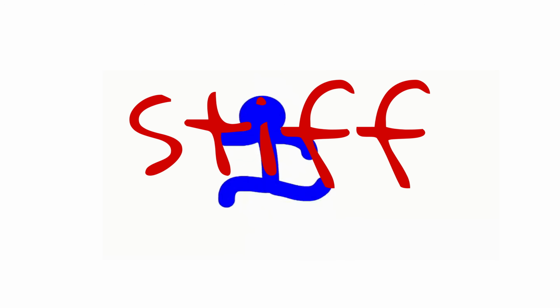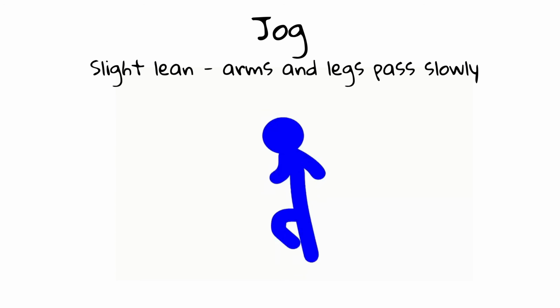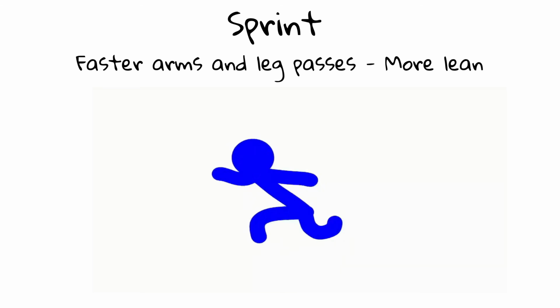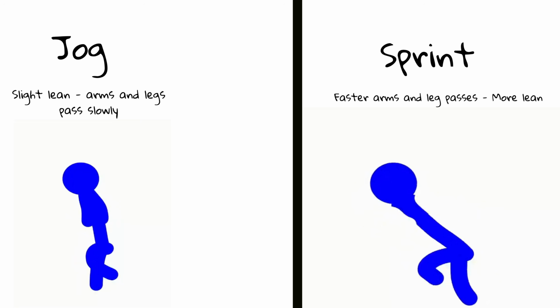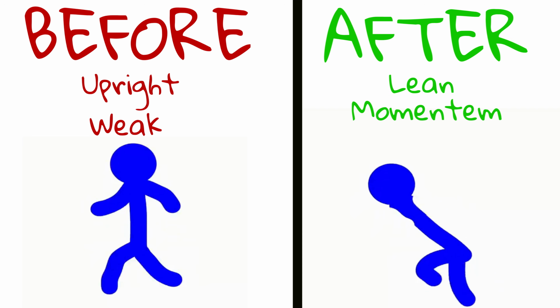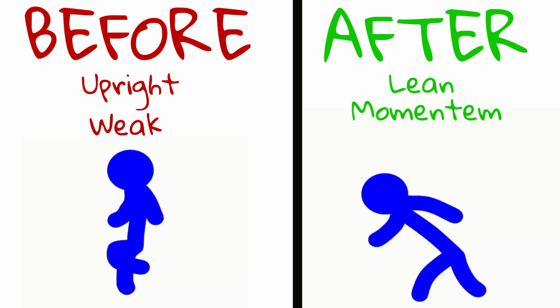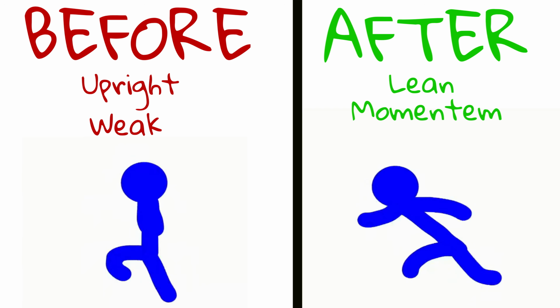A beginner mistake is keeping the body perfectly upright. That often makes a run cycle look stiff. The faster the run cycle, the more noticeable the lean can be. A jog uses less lean. A sprint uses more lean. The lean should match the speed. And when it does, the run immediately feels more energetic and more natural.